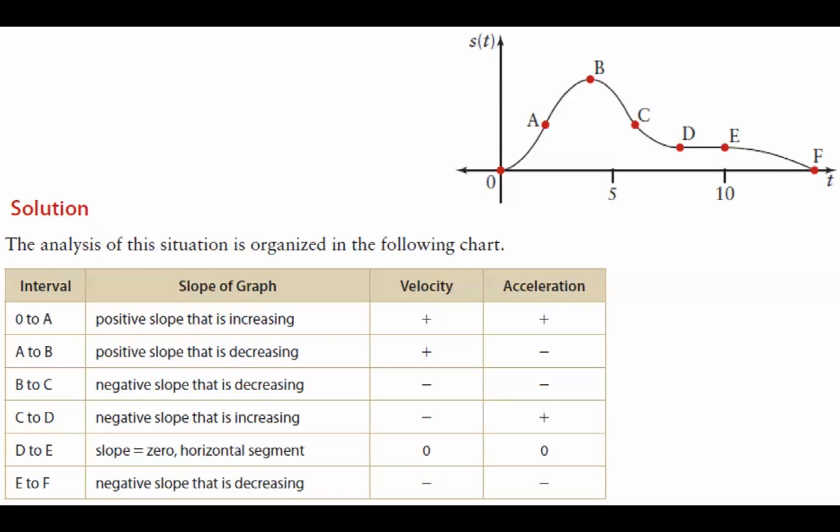From D to E, the slope is 0, and horizontal. This is a horizontal segment, right? The instantaneous rate of change is always 0 in this segment. Therefore, we know the velocity is 0 and acceleration is also 0. The last interval, from E to F, the slope is always negative and it is decreasing. That corresponds to negative velocity and negative acceleration.